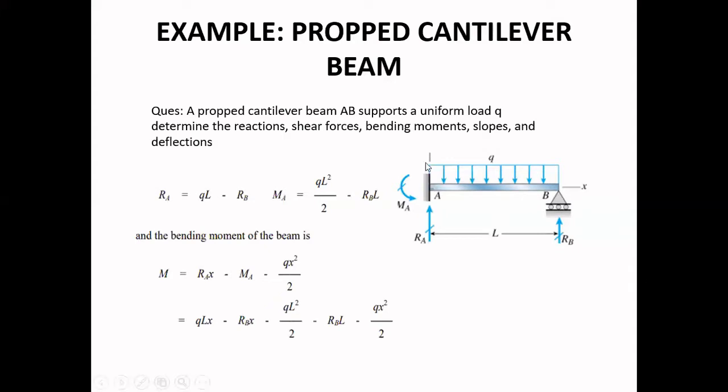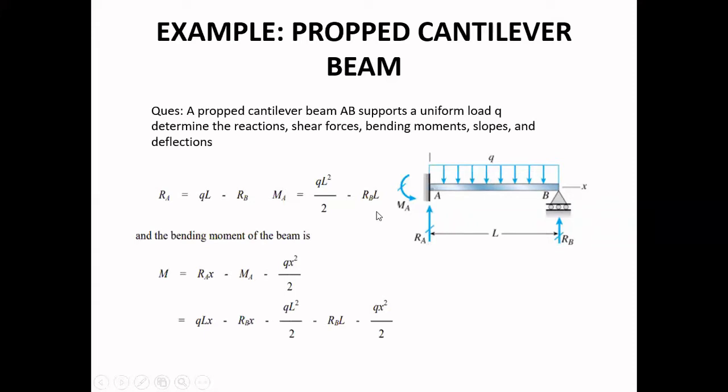The first equilibrium condition says sigma V is equal to zero, that is, the sum of all the vertical forces should be equal to zero. So it says RA plus RB is equal to qL. So RB goes to the other side and the equation becomes RA is equal to qL minus RB.